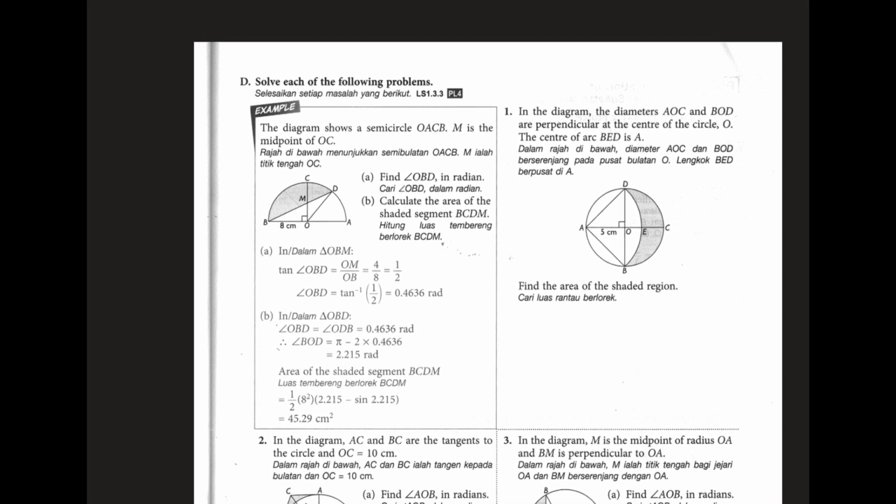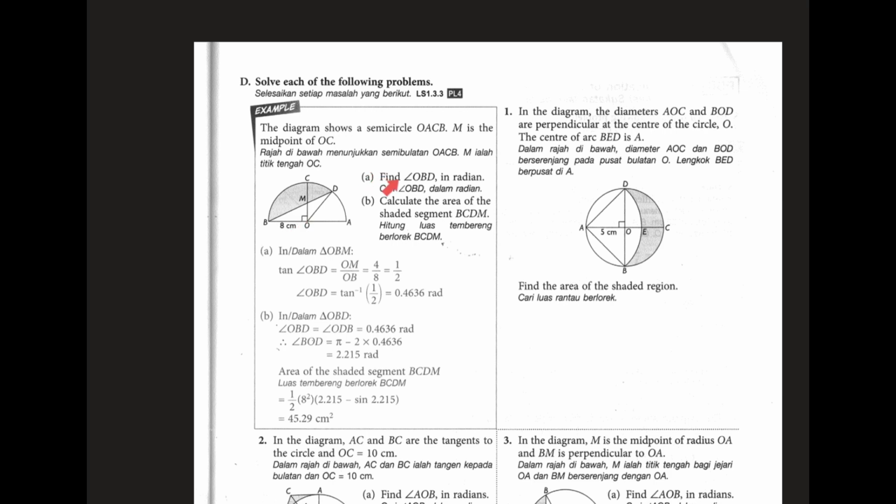Let's move on. Okay, let's see what we have over here. Let's see one problem solving then. Let's look at this example straight away. Solve each of the following problems. The diagram shows a semicircle OACB. M is the midpoint of OC. This is, after all, the radius.